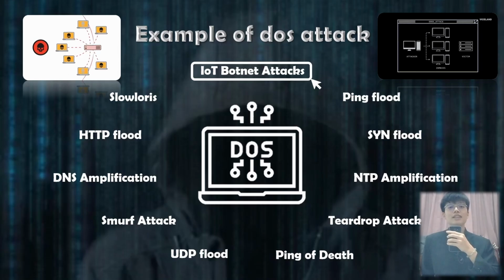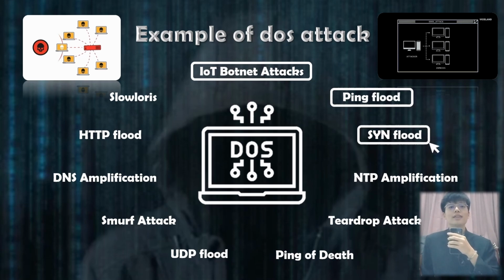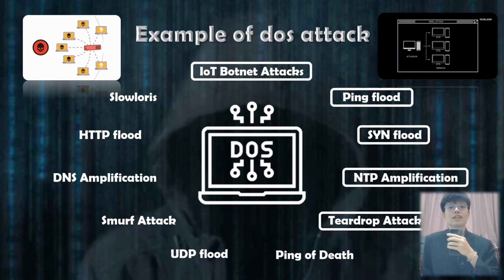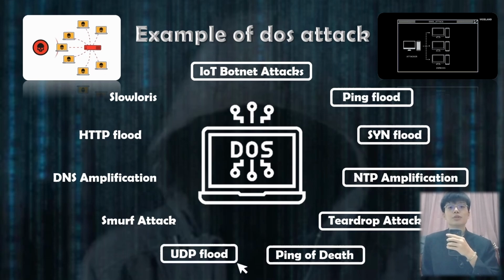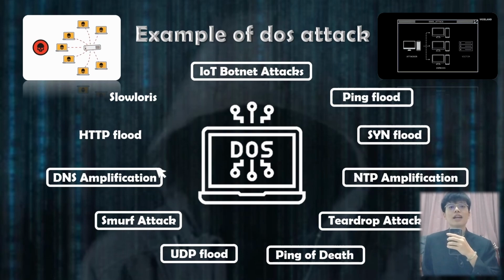Lastly, let's examine examples of denial of service DoS attack, including IoT botnet attack, ping flood, SYN flood, NTP amplification, teardrop, ping of death, UDP flood, Smurf attack, DNS amplification, HTTP flood, and Slowloris.